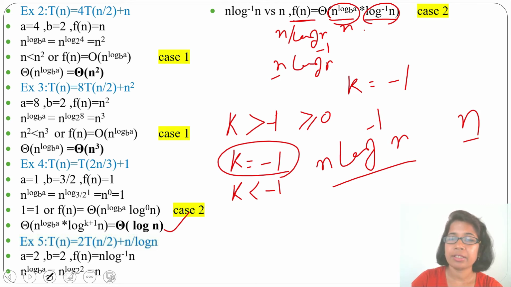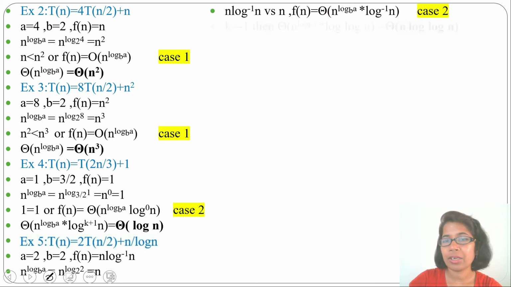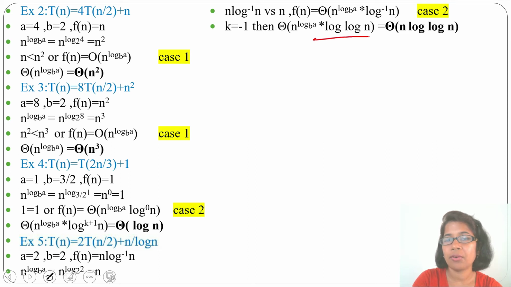I already discussed the master theorem in the previous lecture, just go through the previous lecture. So here the running time will be theta of n power log a base b multiplied by log of log n if k value is minus 1. Here k is minus 1, so the running time will be theta of n power log a base b, which we found as n multiplied by log of log n.